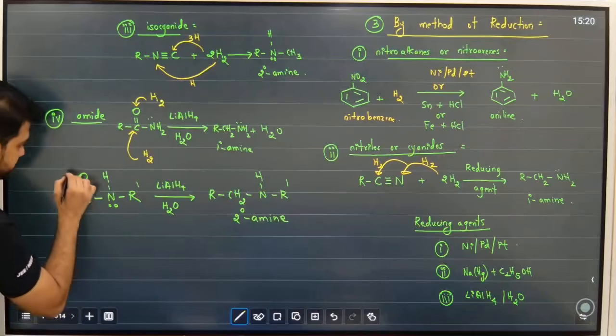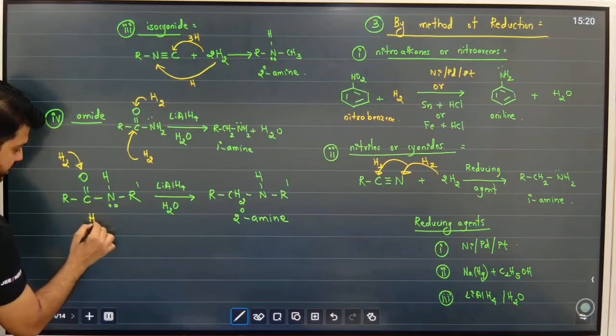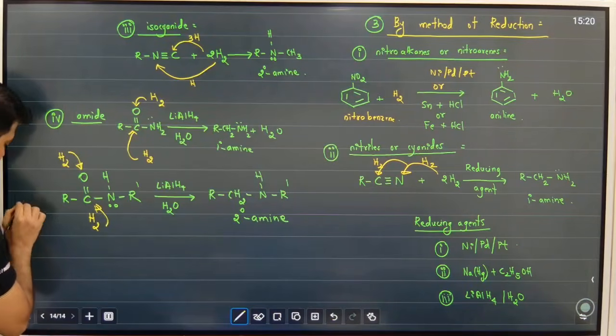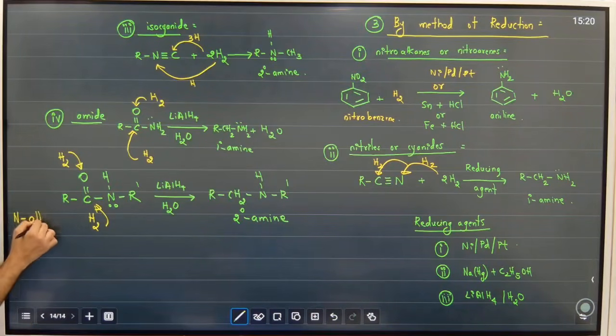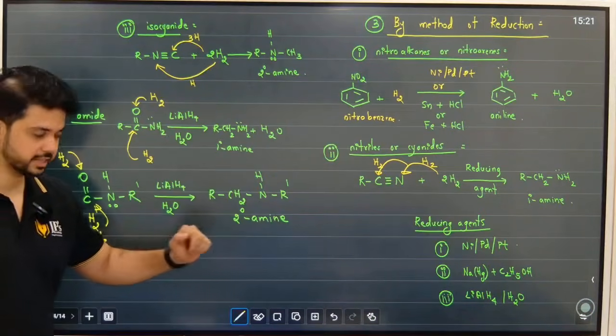So यहाँ पे same students, एक H2 is here and one H2 attached here. This is N-alkyl alkanamide. यहाँ आपका है N-alkyl alkanamide, that gives a secondary amine.